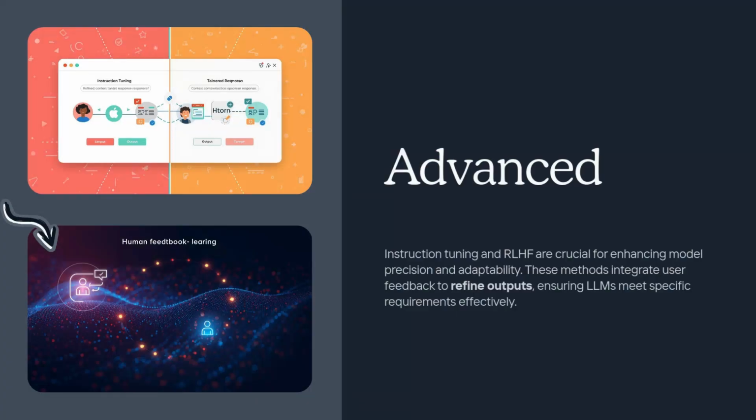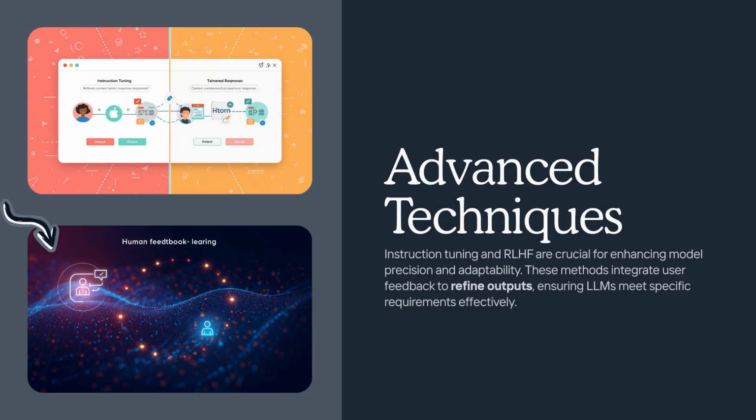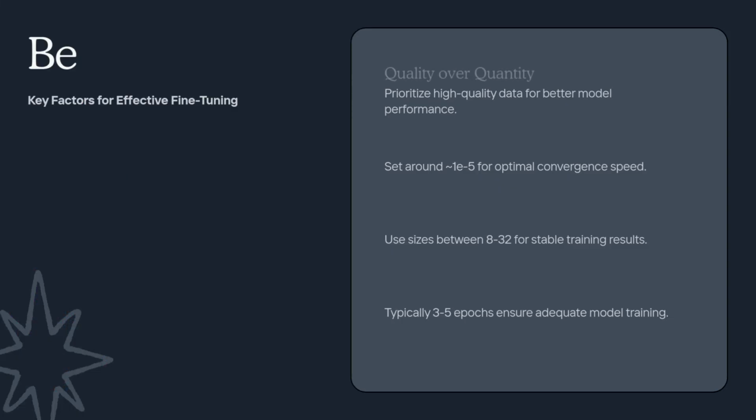Two other critical techniques are instruction tuning and RLHF. Instruction tuning trains the model on specific input-output pairs. This helps the model understand user intent. RLHF, or reinforcement learning from human feedback, creates that polished, conversational feel we see in ChatGPT by scoring the model based on human preferences.